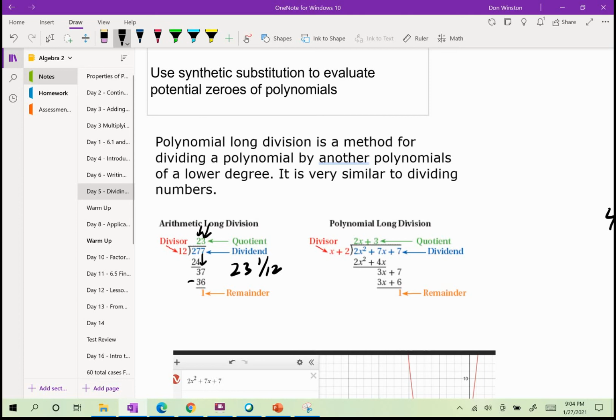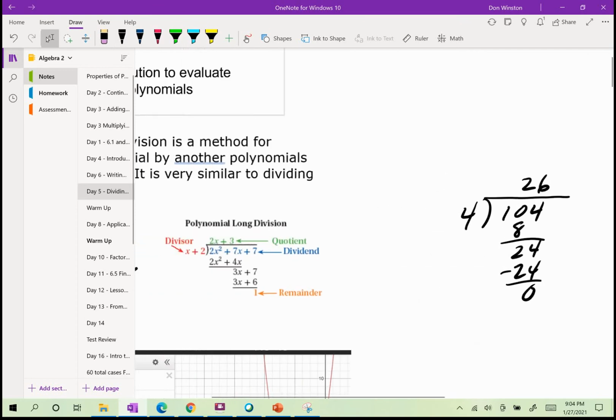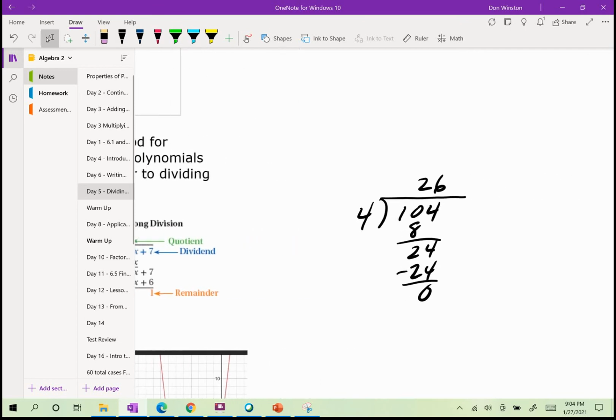Arithmetic long division, I'll just do one more. So let's say here I was dividing 104, that was my dividend, by 4, my divisor. So I would say there's 2 groups of 4 in 10. So 2 times 4 is 8, and then I'd subtract. I'd get 2, and then I'd bring down the 4. And then I'd have 24, and I would say there's 6 groups of 4 in 24, and I'd subtract. And I get 0.